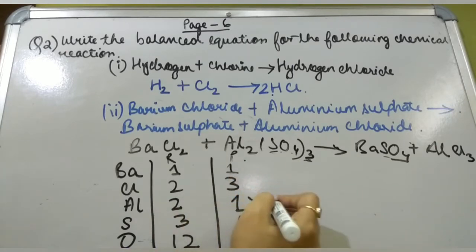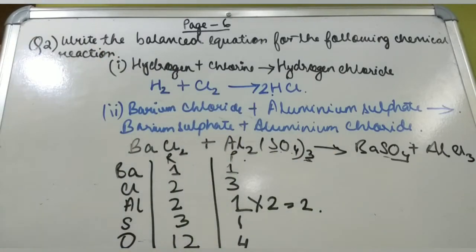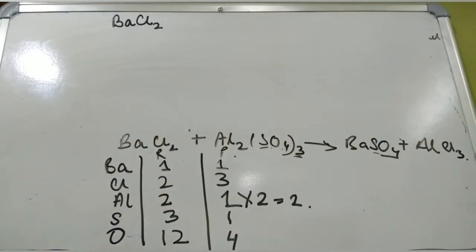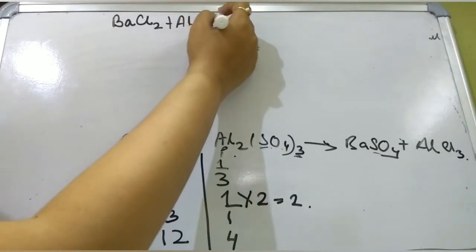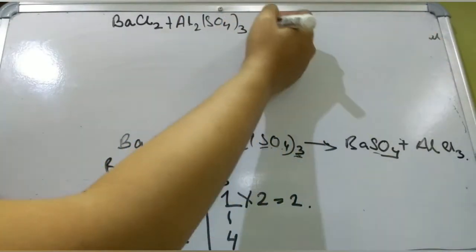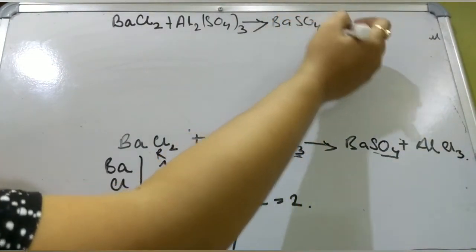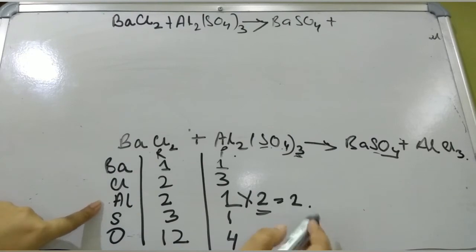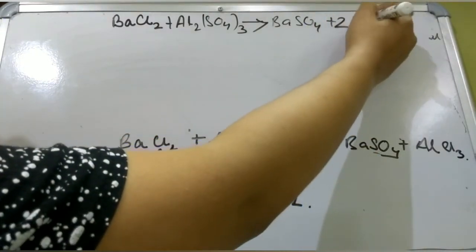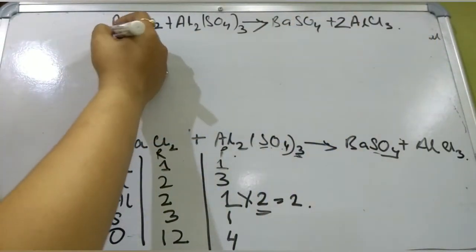First I'm taking aluminium. You can take any other element, but I'm taking aluminium, so it will be 1 into 2 is 2. I have a balanced number of atoms of aluminium, so I will write BaCl2 plus Al2(SO4)3. It will give us BaSO4, same, only in front of AlCl3 we have to put 2. Since we have multiplied it with 2, 2AlCl3, 2 aluminium chloride means 2 atoms of aluminium chloride.